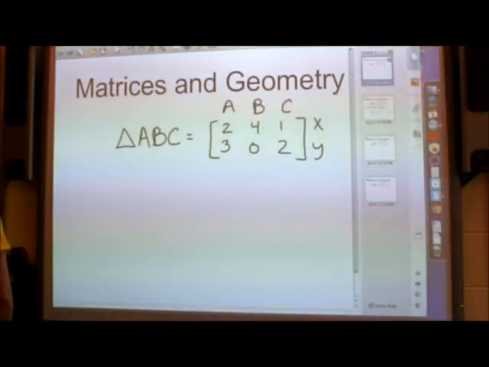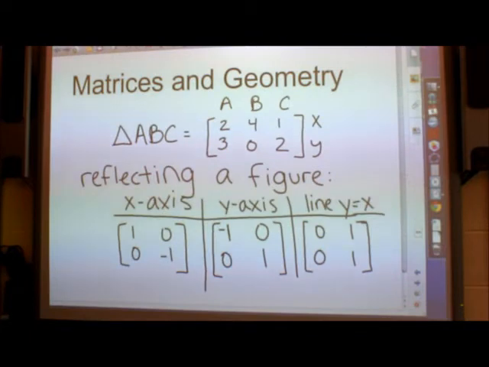Now I'm going to tell you how to use matrices when working with geometry. First, put the coordinates of a figure in a matrix that looks like this. For reflection, you need to multiply the matrix that corresponds with the axis you want to reflect it over. Here's a chart with the matrices for each type of reflection.